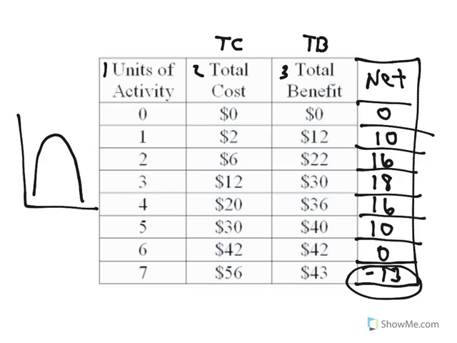So the optimal number of times to do this activity according to our chart would be 3, because the net benefit is as high as it possibly can be.